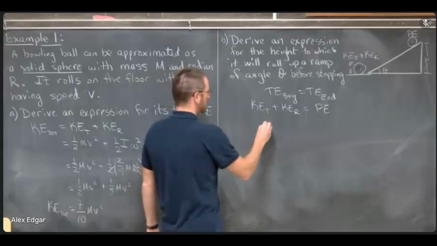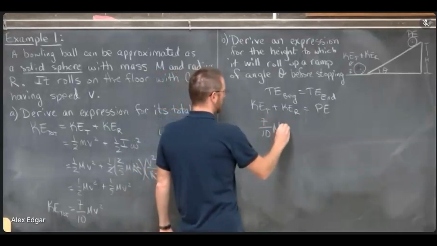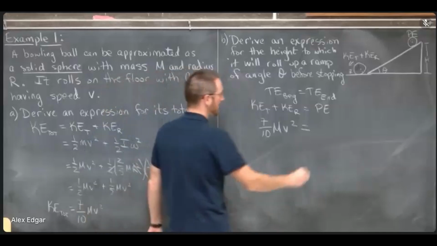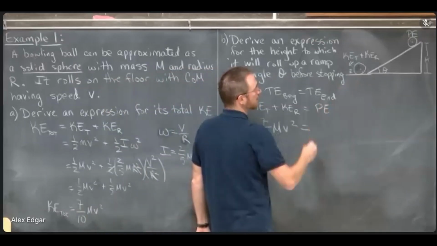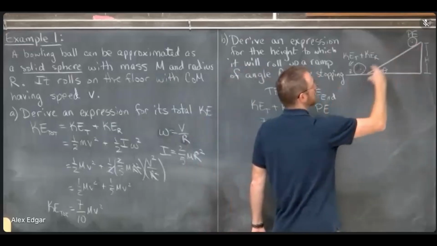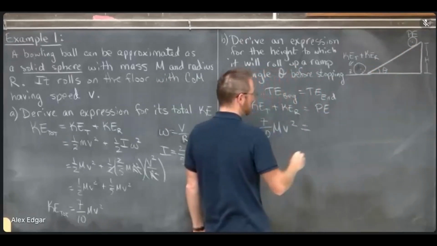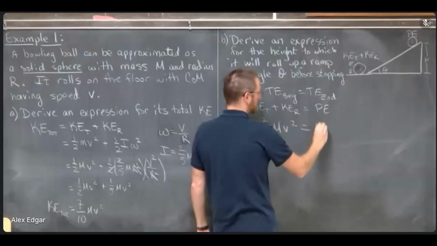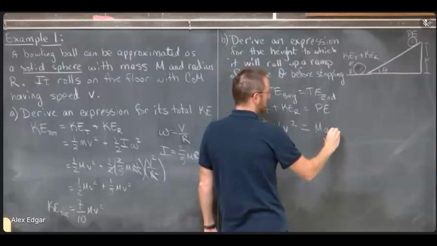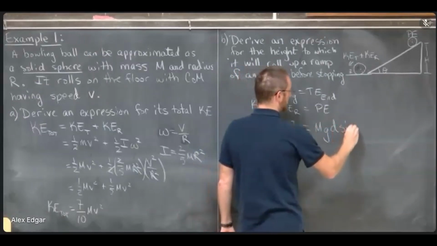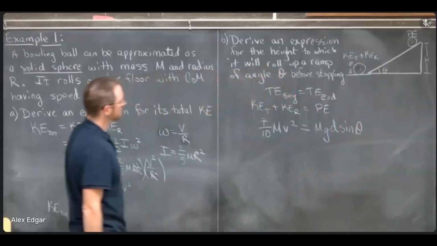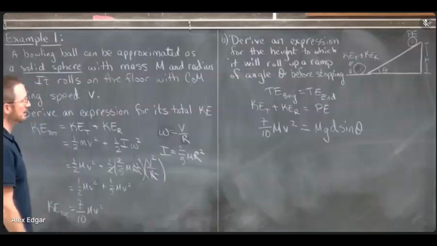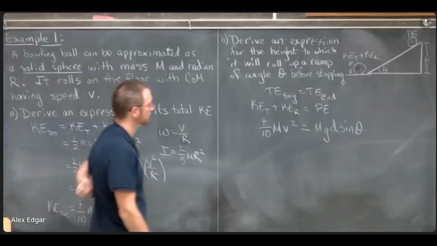On the left here, we already found that. That was part A. And we ended up with 7/10 mv squared. And then that height, we have a triangle here, it's going to be traveling up through mgh, but that h is going to be in terms of the length of the ramp, so mg times d sine theta. A ramp of length d at angle theta. That d sine theta is going to be the height to which it rolls.